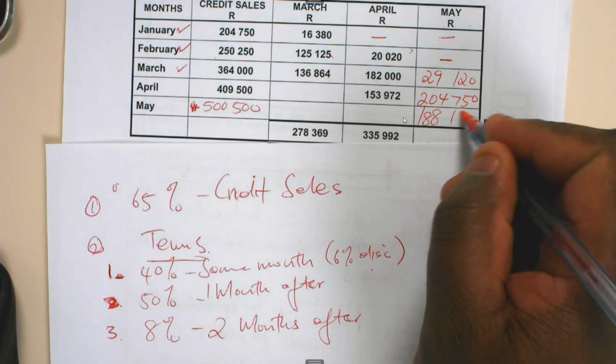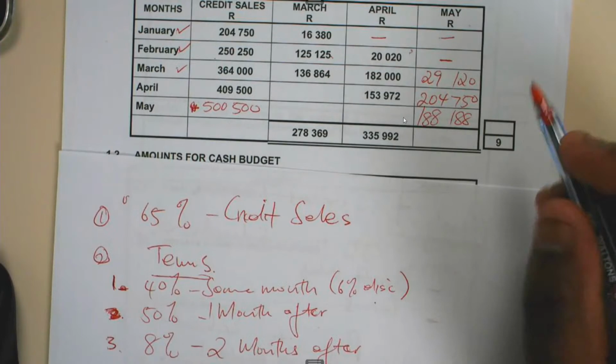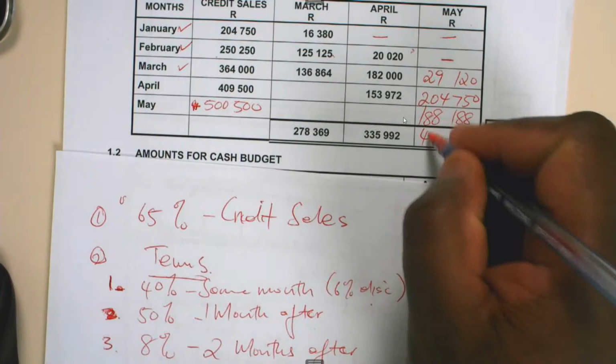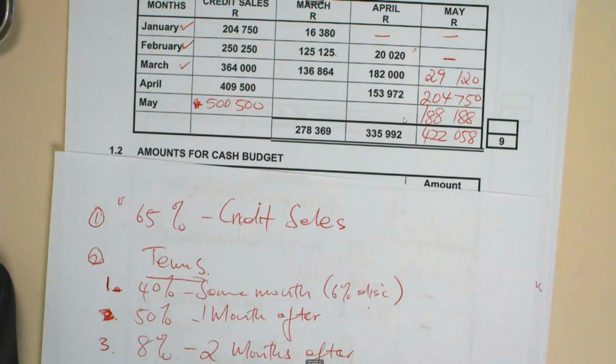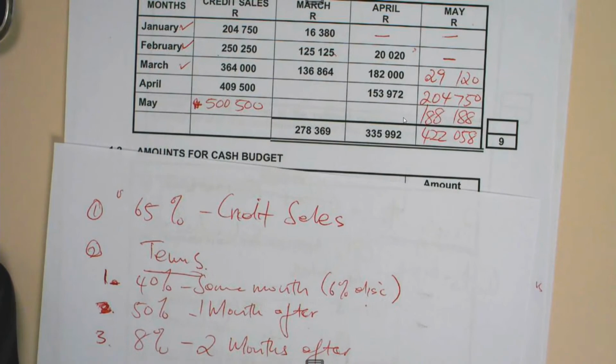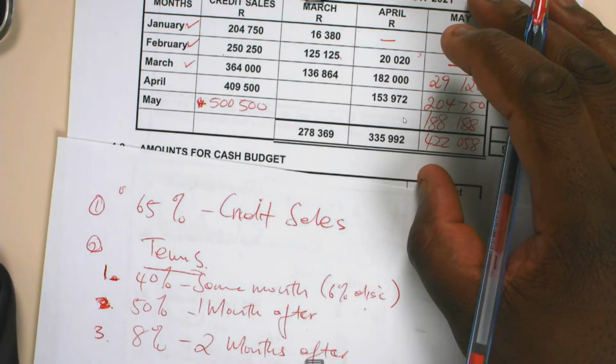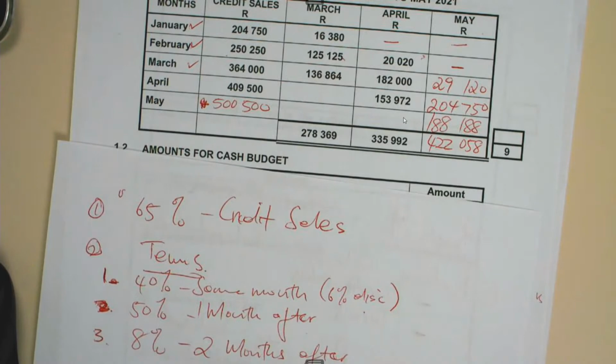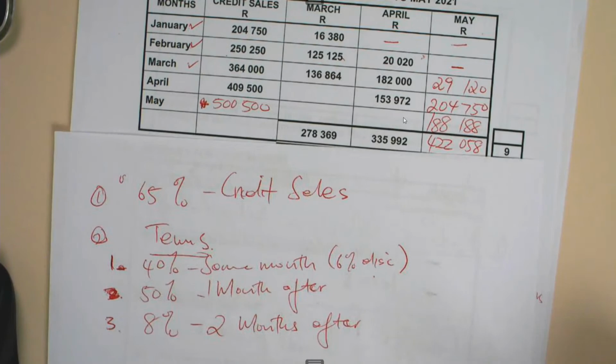We can now add. Please add to get your part mark there. 188,188 plus 204,750 plus 29,120. You get 422,058. That's your debtors collection schedule. Ladies and gentlemen, for us to complete our debtors collection schedule, we need two things: percentage of credit sales, as well as the terms on how the debtors are expected to pay over a specific period of time.